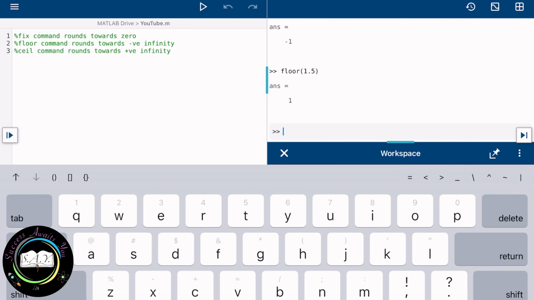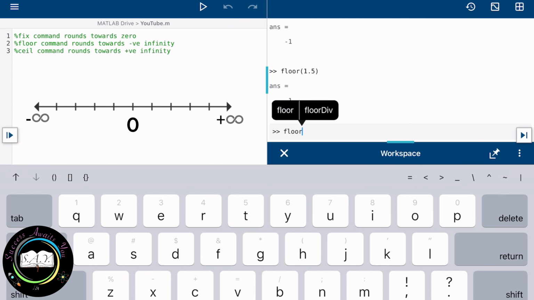To understand the concept better, let's see the number line. So on the number line, we know that negative infinity is on the left side. So any number used with the floor command will be rounded from right to left towards negative infinity.